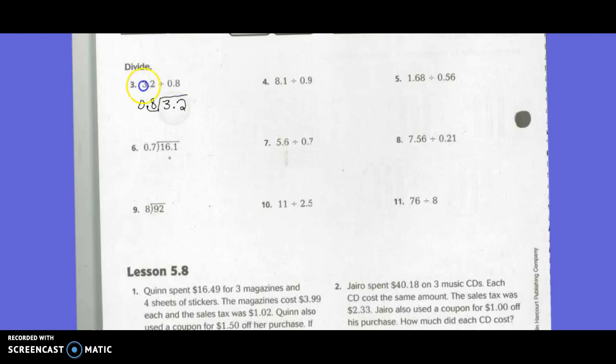32. Okay, so I've moved my decimal over. I'm going to go ahead and extend my little hat, and I'm going to put my decimal point up there where it needs to be. Will 8 go into 3? No. Will 8 go into 32? Yes. 4 times, right? And we're done. So the answer to this one is 4.